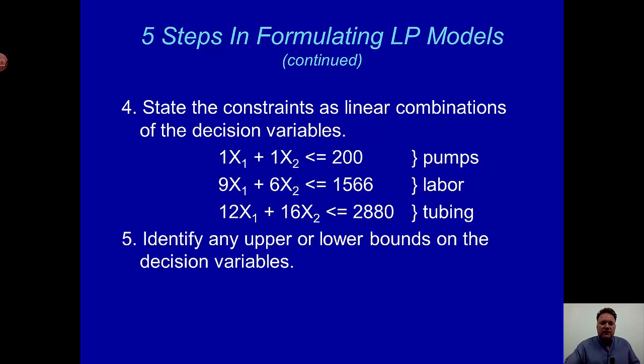Finally, we want to identify any upper or lower bounds on the decision variables, and we decided, hey, we can make 0, but we can't make less than 0. So X1, which is the number of X1 we make, has to be at least 0. It can be more than 0, but it can't be less than 0. Same with X2. It can be 0, but it can't be less than 0. So those are lower bounds.